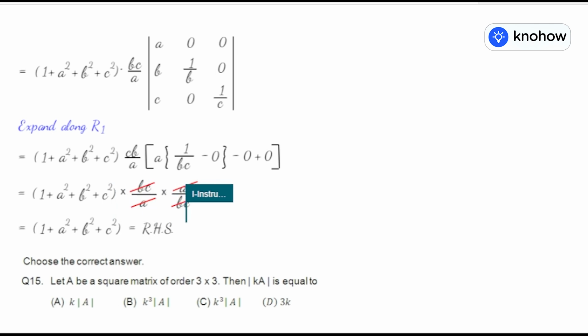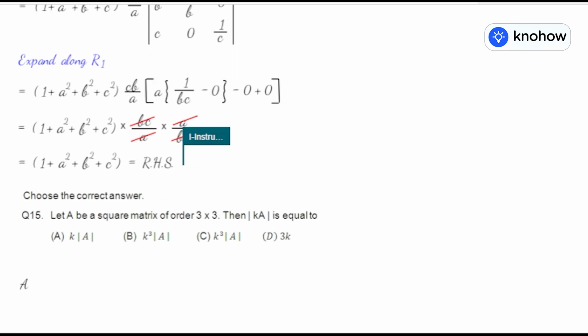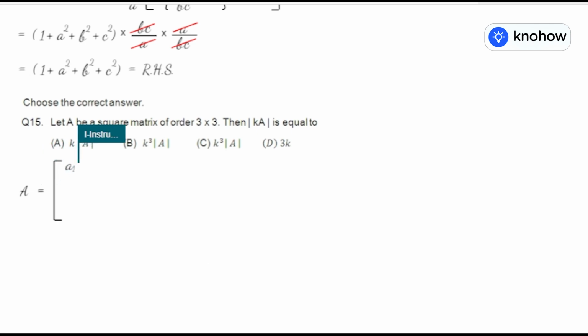Question 15. Choose the correct answer. Let A be a square matrix of order 3 by 3, then the value of determinant kA is equal to. Though I have discussed this some time earlier, let me discuss it now independently. Given is a matrix of third order, so let the matrix be a1, a2, a3, b1, b2, b3, c1, c2, c3. If this is the given matrix of order 3 by 3, then what will be matrix kA?